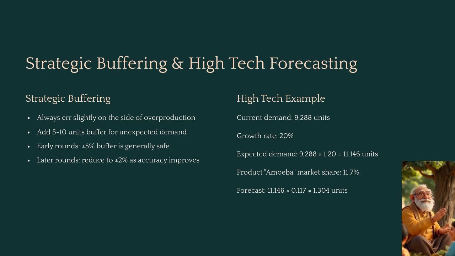Why not much more? Because large surpluses tie up capital and could result in price cuts later just to move excess inventory. Quick tip: in early rounds, a plus or minus 5% buffer is generally safe. In later rounds, as your forecast accuracy improves, you may go as low as plus or minus 2%.